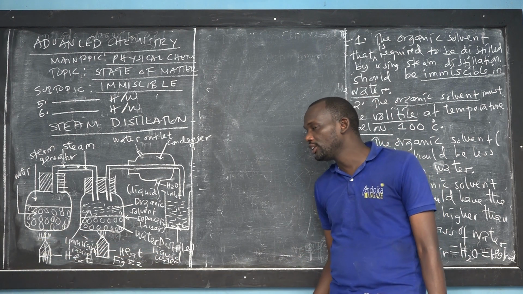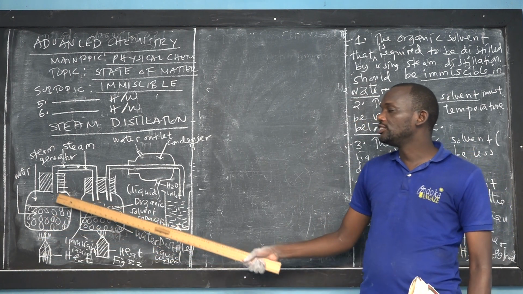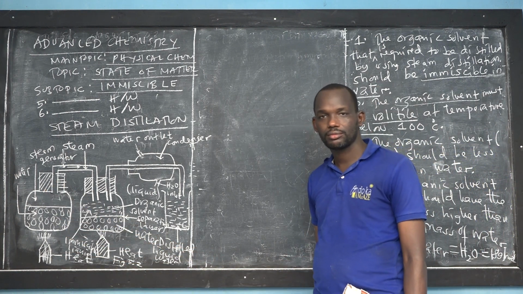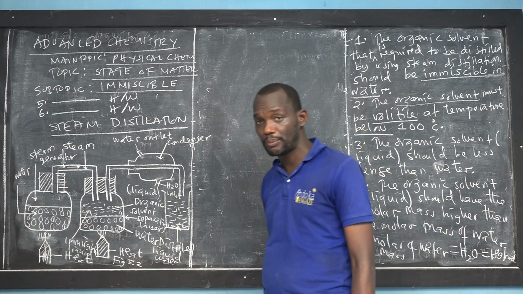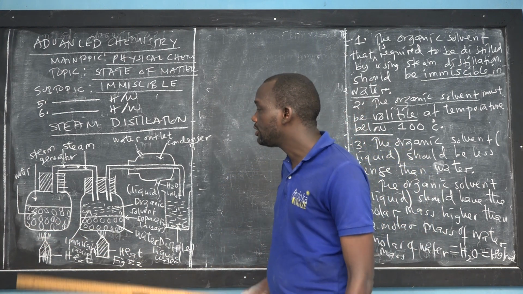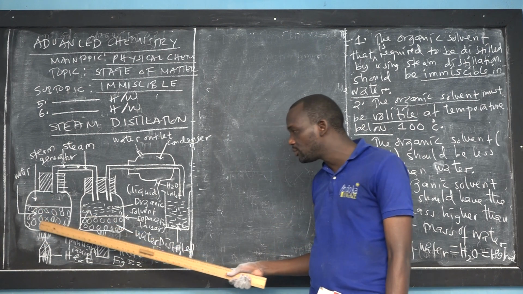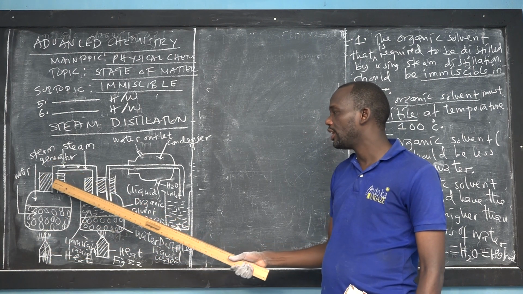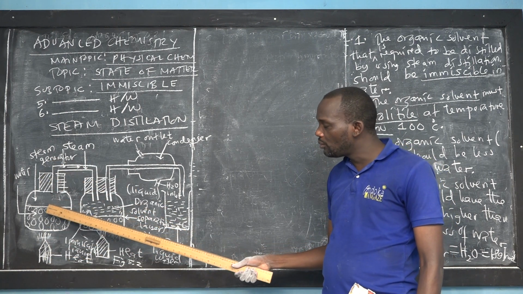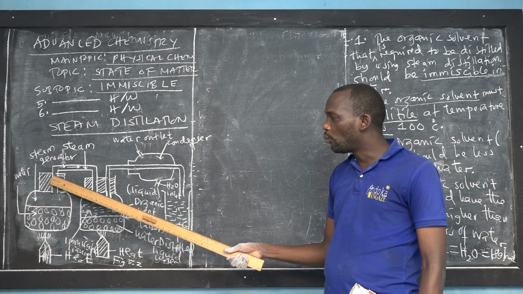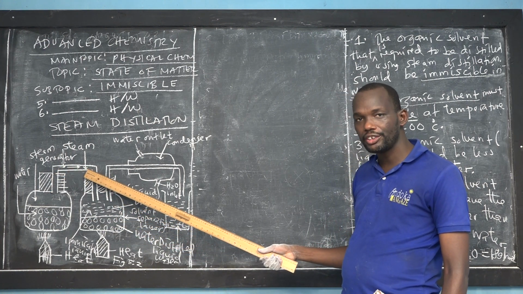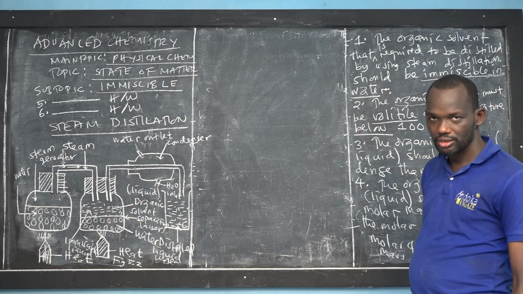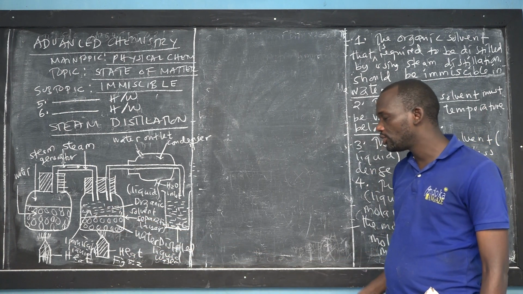When water boils at 100 degrees centigrade, it starts forming vapor. In this case we don't call it vapor, we call it steam. So this is the steam produced in the steam generator chamber, because this is water and this is the source of heat, and this is the tube. The steam generated in this conical flask will be taken through this pipe up to the conical flask containing the immiscible liquids.